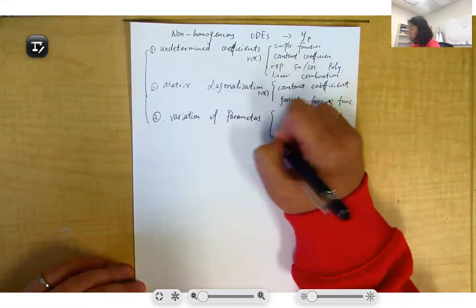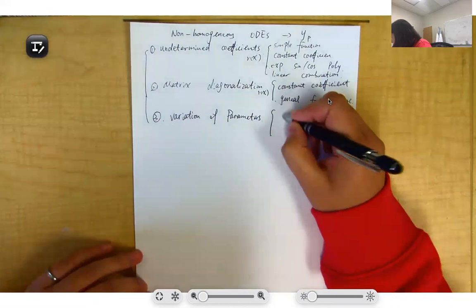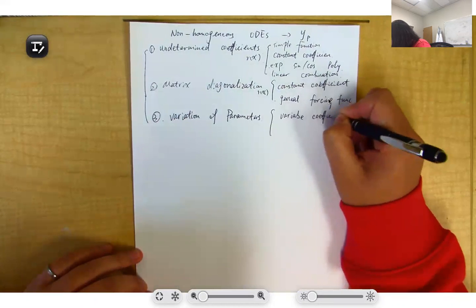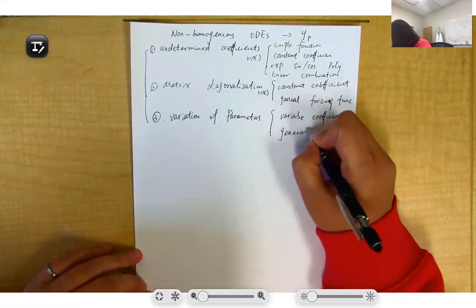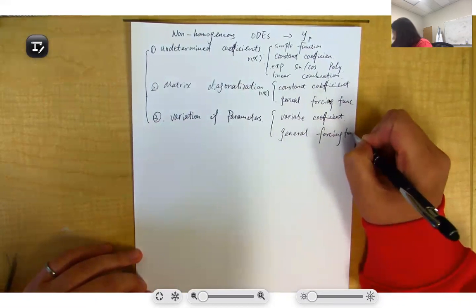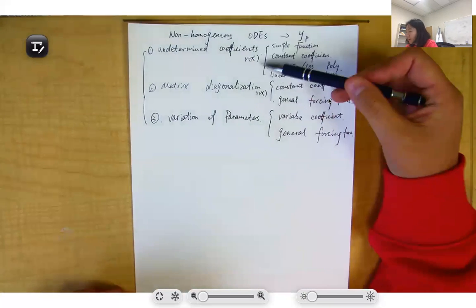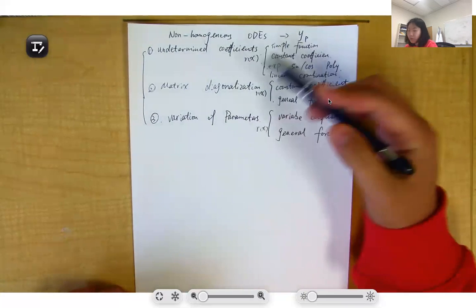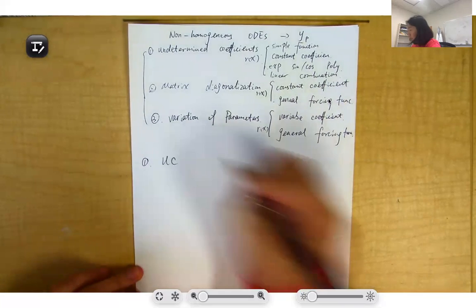So for the variation of parameters, things can be more complex. It can be variable coefficient, and it can be a general forcing function. Okay, general forcing function. So you can see that depending on whether your forcing function is easy or hard, you can go through these three methods. Then the first method is the undetermined coefficient.